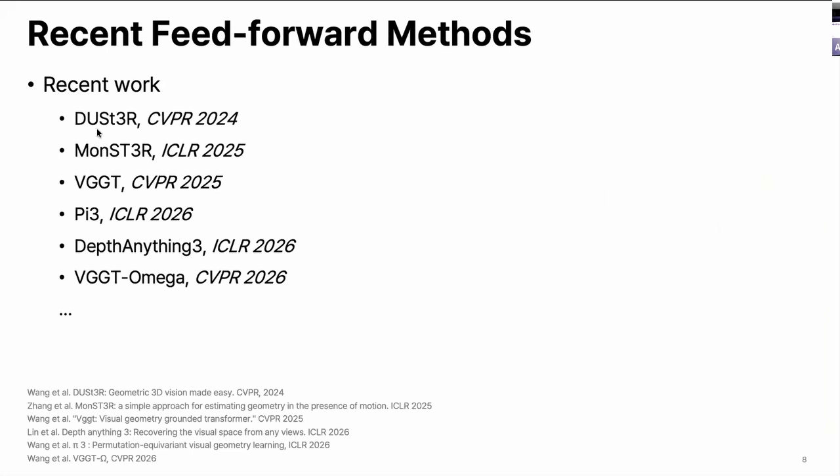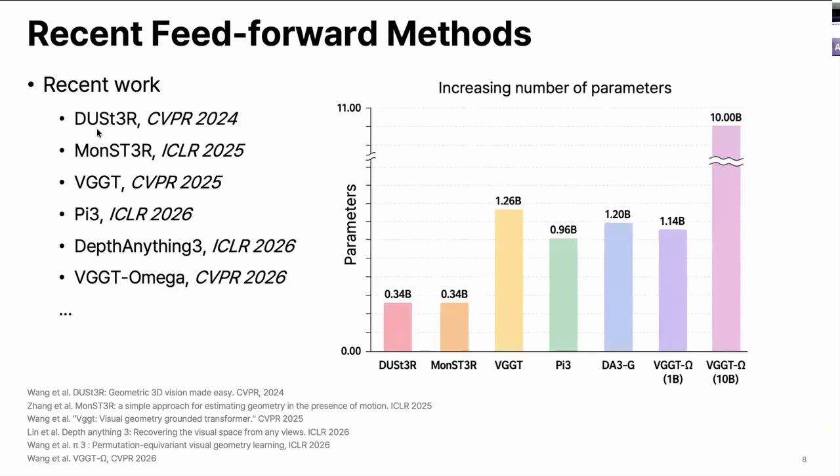In recent years, feed-forward methods such as DUSt3R, MASt3R, VGGT, Pi3, and so on, have all improved feed-forward 3D reconstruction. But as shown in this plot, the number of parameters keeps increasing. In this context, we can ask, is this really a desirable research trend? Nowadays, as AI models become larger, they consume more computational resources and electricity. And it raises concerns about their environmental impact.